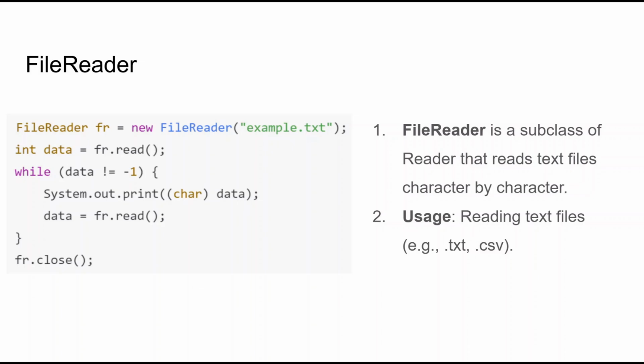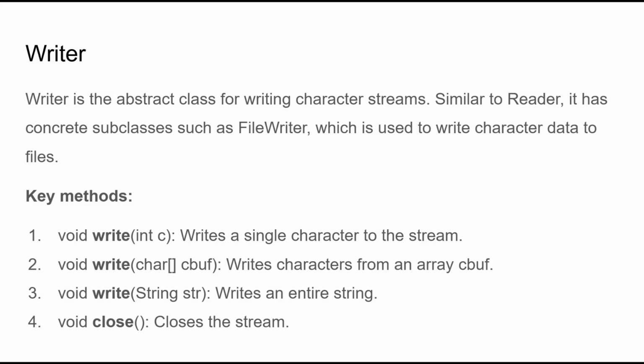So Writer is an abstract class for writing character streams. Similar to Reader, it has concrete subclasses such as FileWriter, which we use to write character data to files. Like how we have a Reader, similarly we have a Writer. The key methods are write, where we write character by character, or write a whole array, or write an entire string. That's one of the new features here, because we are handling characters. We can write using a string also, and close is to close the stream.